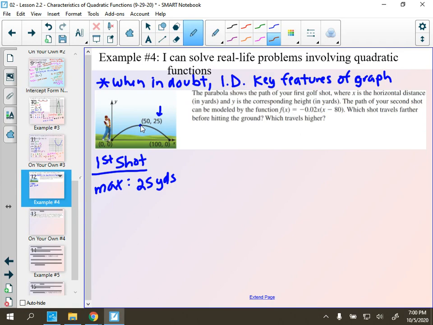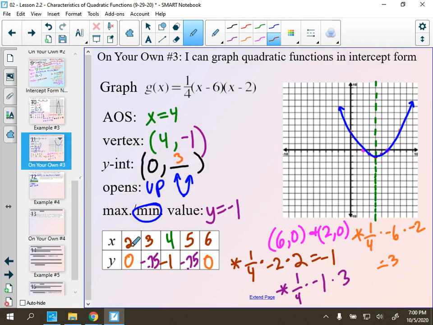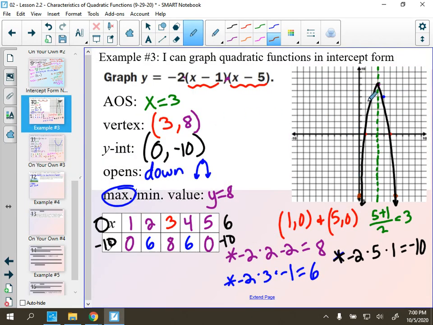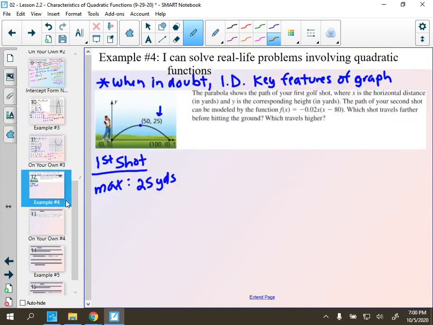We use that exact same terminology on all six of our graphs. What was the maximum or minimum value? This graph could be a golf shot, a really high arching golf shot that had a maximum value of 88 whatever units, but it's that same idea.